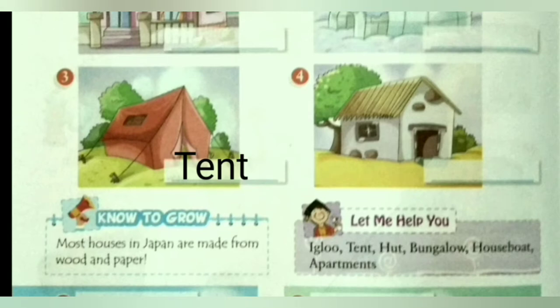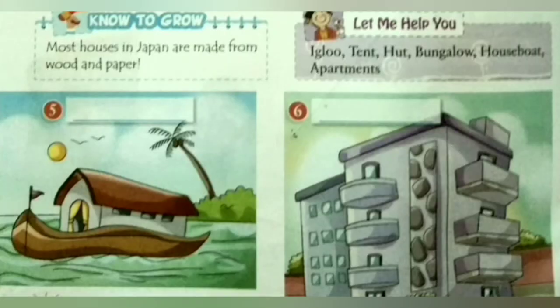Next picture, picture number 4 is a picture of a hut. Hut is a house constructed with local materials like wood, stone, grass, palm leaves, etc. So we'll write here in the space given hut. Let us proceed further. Picture number 5.